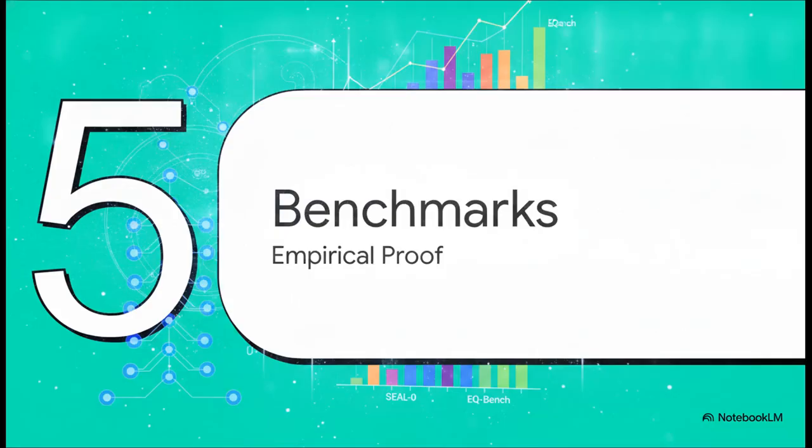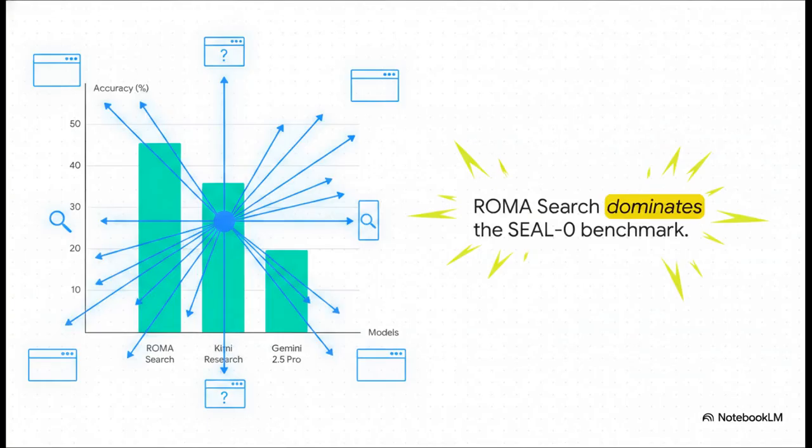All right, final section, part 5, state-of-the-art benchmarks, empirical proof. Just think about the massive margin on the SEAL-0 benchmark. This specifically tests reasoning over conflicting web search evidence, and ROMA search absolutely dominates. It hits 45.6% accuracy. To put that in perspective, that is a huge leap over Kimi Researcher at 36%, and it completely vaporizes specialized commercial systems like Gemini 2.5 Pro, which is sitting way down at 19.8%.